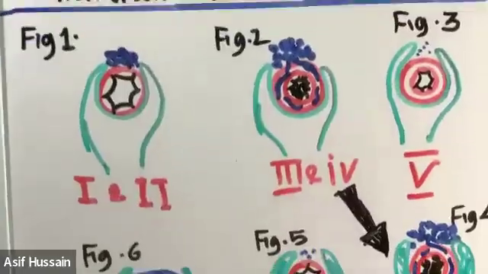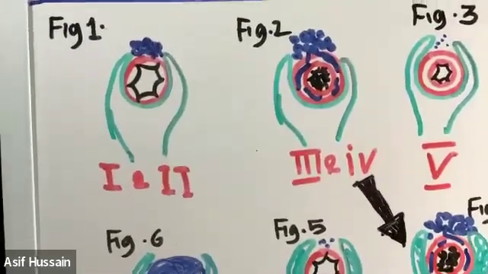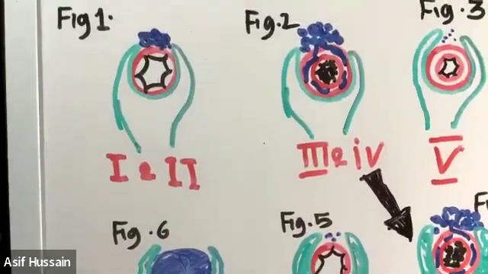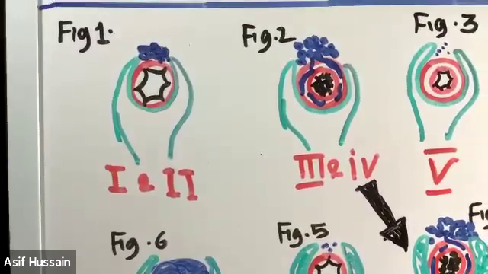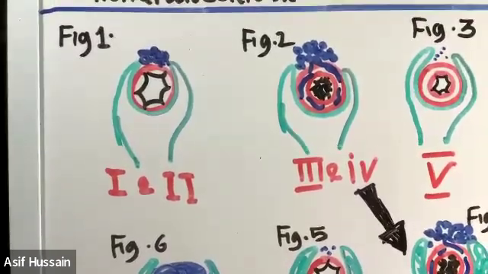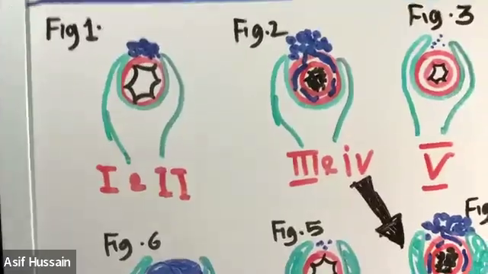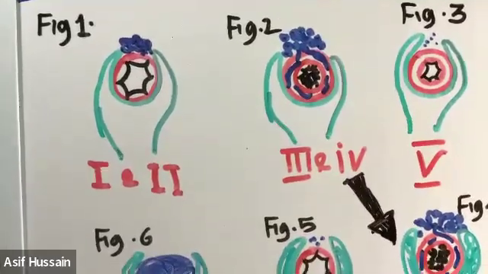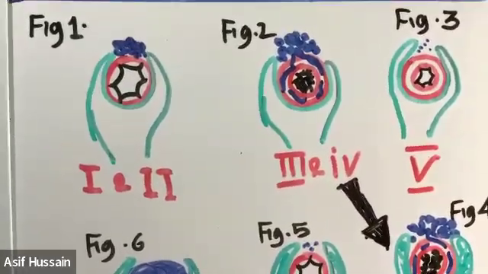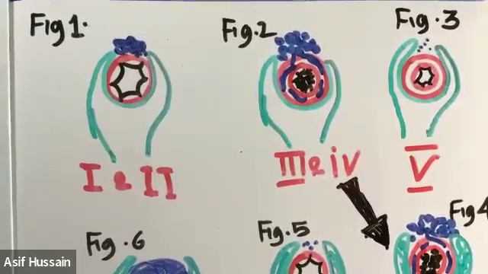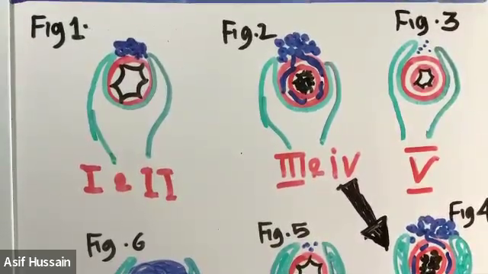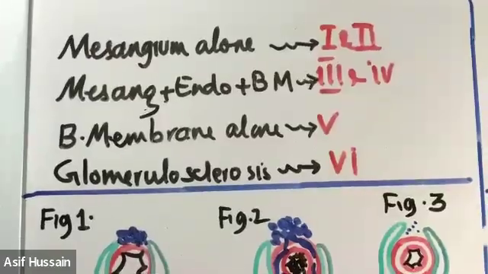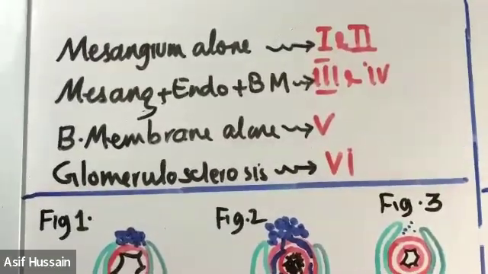If you look at figure 1 and figure 2, figure 1 is basically stage 1. The blue is mesangium in these figures, the red is basal membrane, the black is endothelium, and the green is Bowman's layer. Figure 1 shows stage 1 and stage 2, when only the mesangium is expanded. The basal membrane and capillary endothelium are all normal, and Bowman's capsule is also normal. Usually these diseases are very mild and may not need strong immunosuppressive therapy.